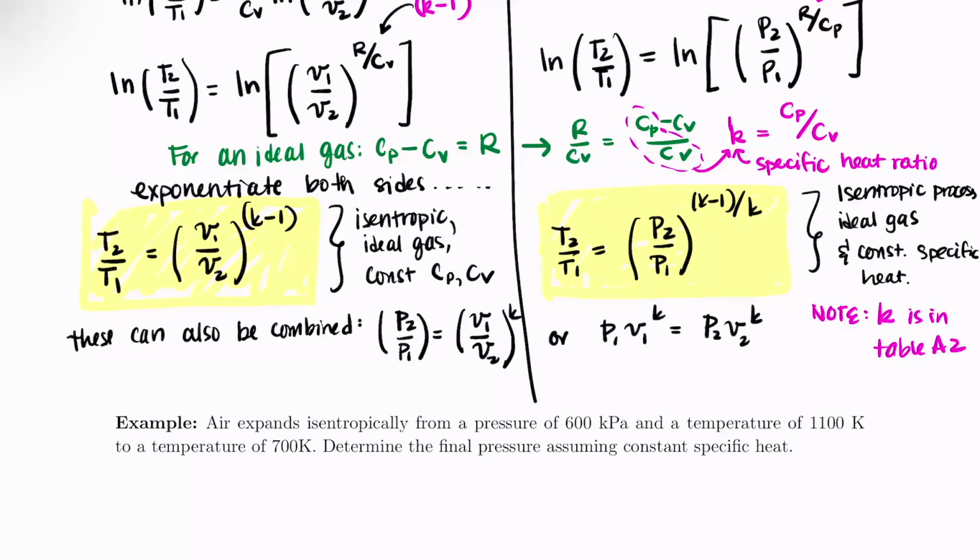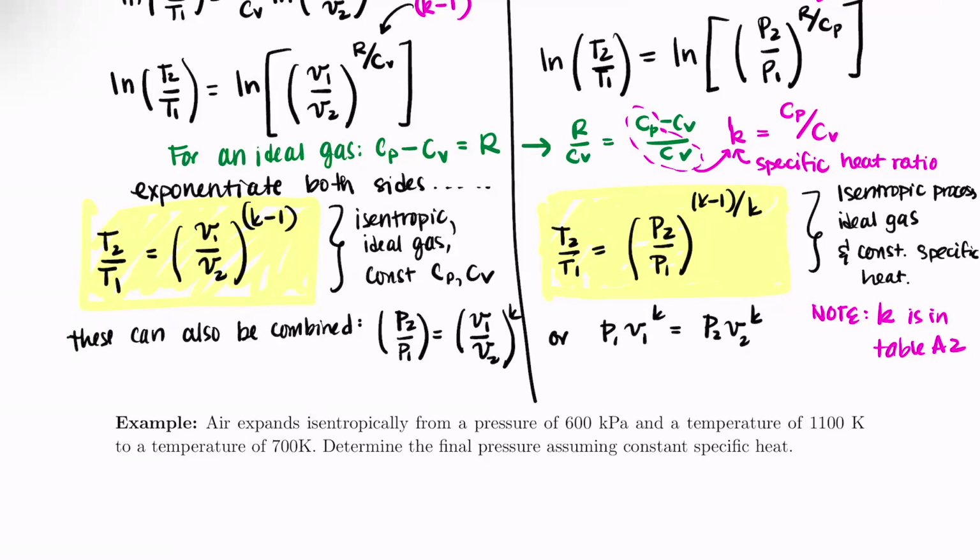All right, so we figured out that follow-up relationship by just noticing that the left-hand side equation and the right-hand side equation both are T2 over T1 on the left-hand side. So you can just set them equal to each other and you get those.